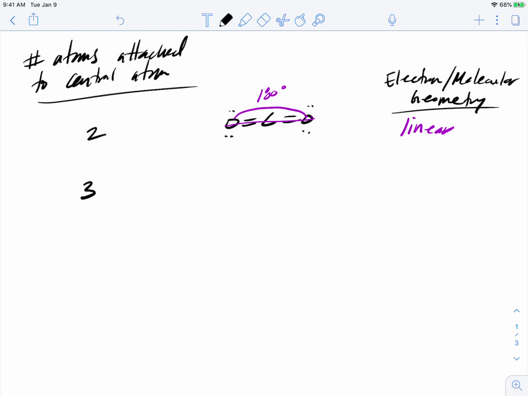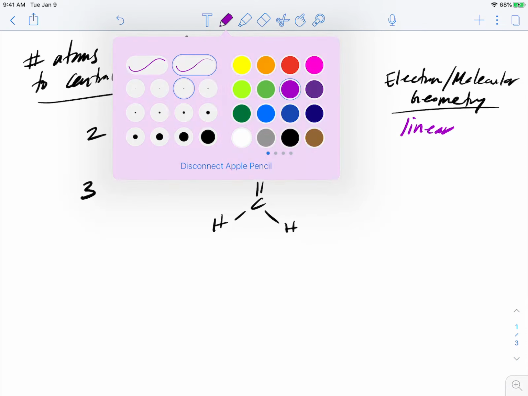So if we add an atom to the molecule, then we get 3. There are lots of examples. We're just going to do this one right here. Okay. And so we're going to call this.